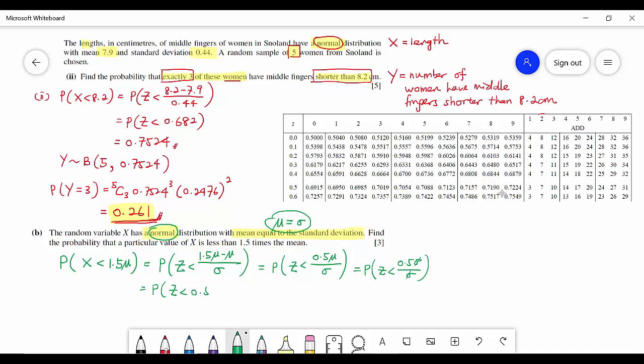So how to find the probability for z smaller than 0.5, which is very simple. You just look at 0.50. The value that you get for this one is 0.6915, and changing it to 3 significant figures, you will get 0.692. So this is what we have for part 7 part B.